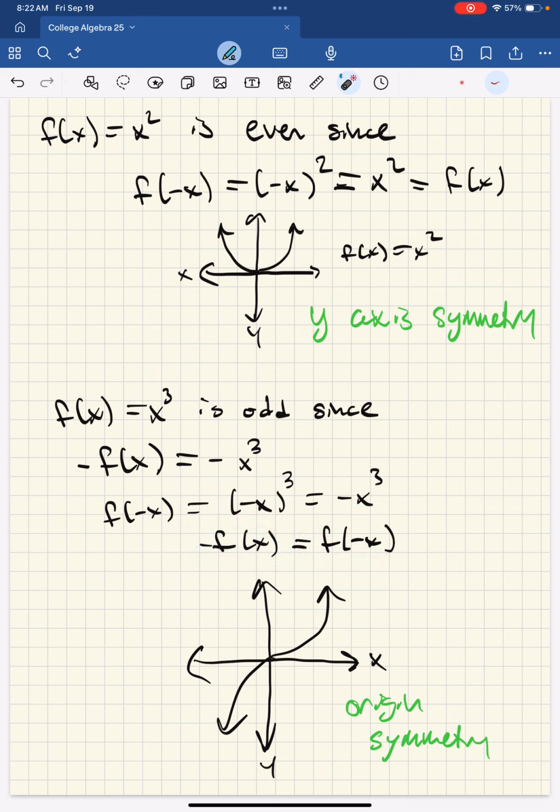And so origin symmetry is if we fold vertically, then fold horizontally, the graph ends up on top of itself. So if we have a point right here, then that mirrored point is also down here. So the negative of the y and the negative of the x. That makes x cubed odd.